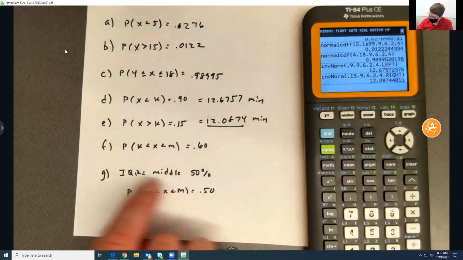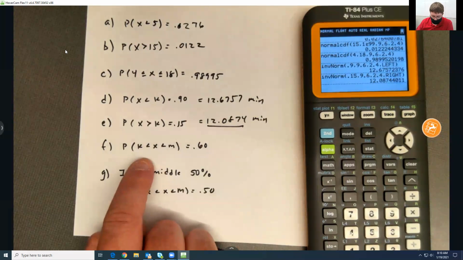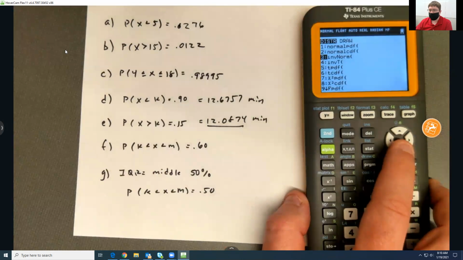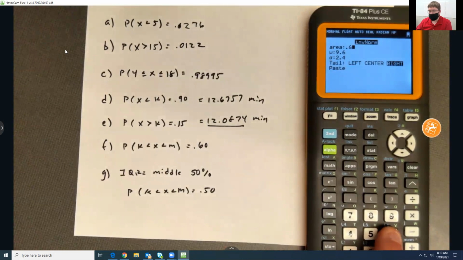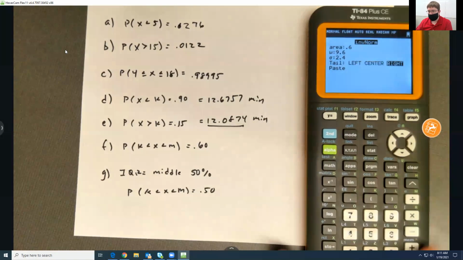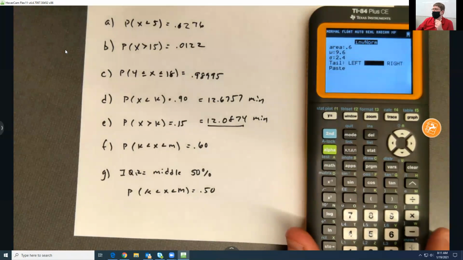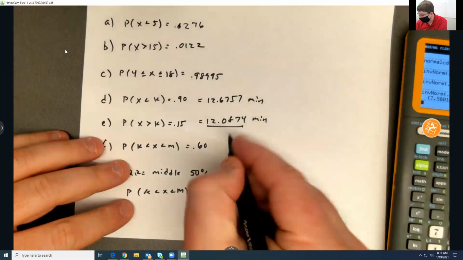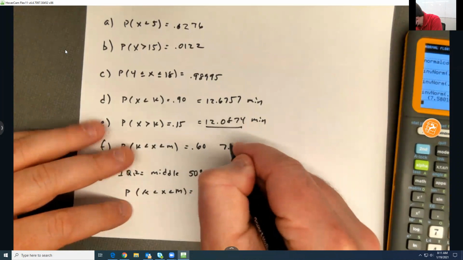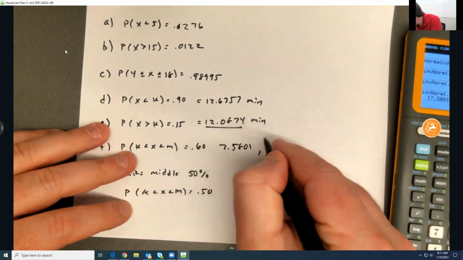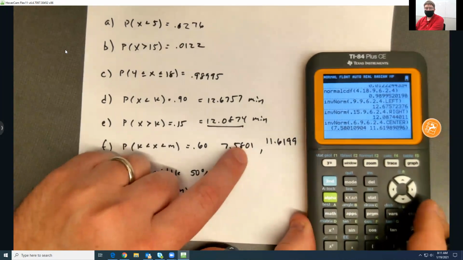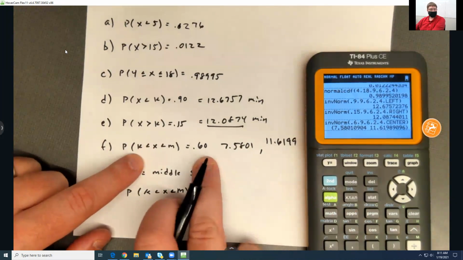All right, let me do the last two before we run out of time. So F says, what interval of calls would represent the middle 60? This one's nice because second vars option 3. All right, type in your area as 0.60. Leave your standard deviation and average there. And then on these newer calculators, this is again where it becomes a lifesaver, you just type in center. Ta-da, and you're going to get two answers. Two answers are what you want because you're looking for an interval. So between 7.5801 and 11.6199. So between those two numbers for X, that's where 60% of your data is at.